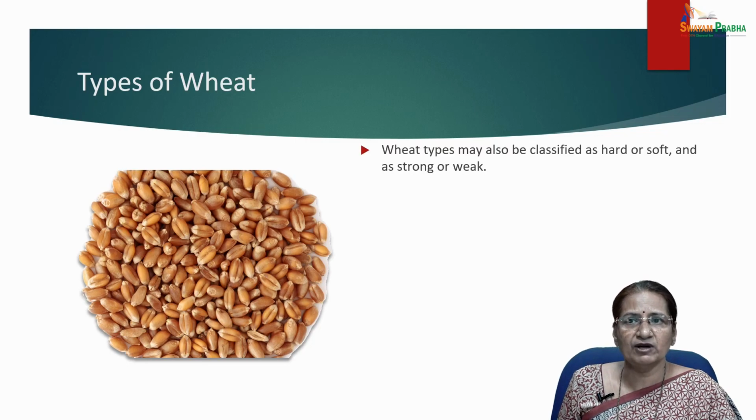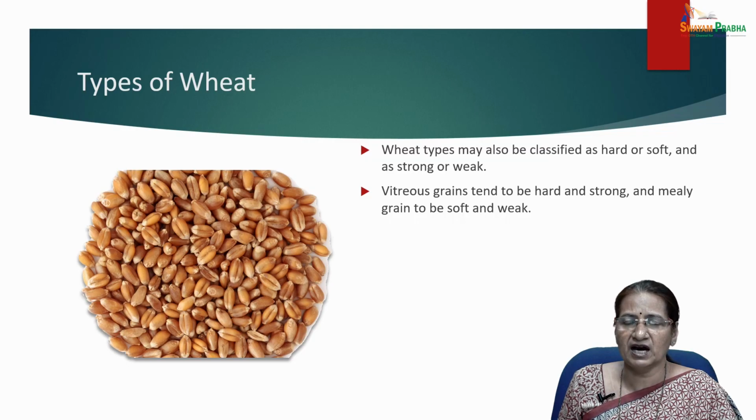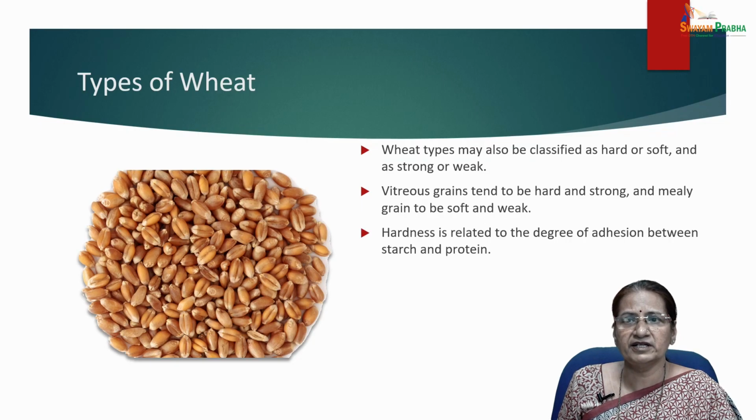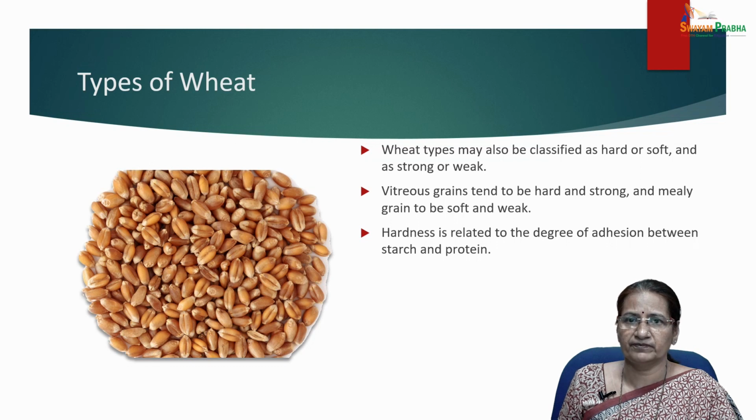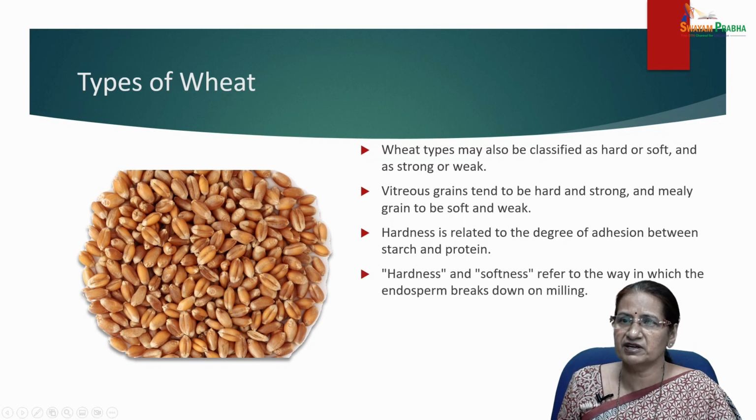Wheat types may also be classified as hard or soft and as strong or weak. Vitreous grains tend to be hard and strong and mealy grain to be soft and weak. Hardness is related to the degree of adhesion between starch and protein. Hardness and softness refer to the way in which the endosperm breaks down on milling.